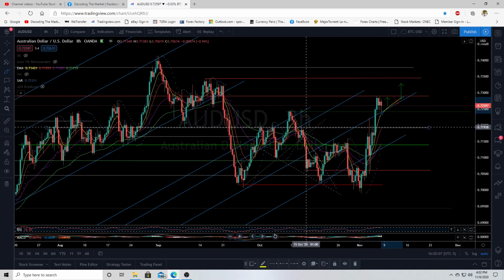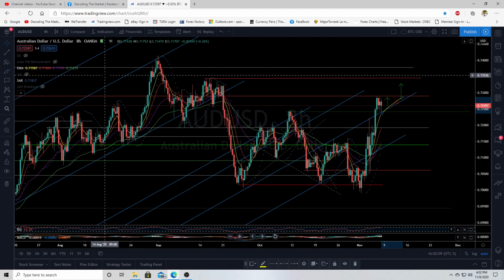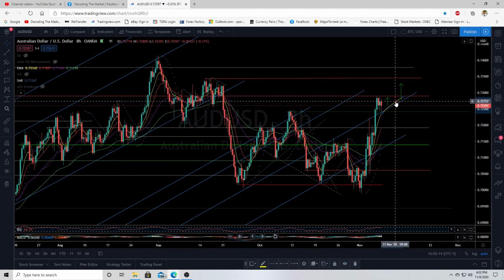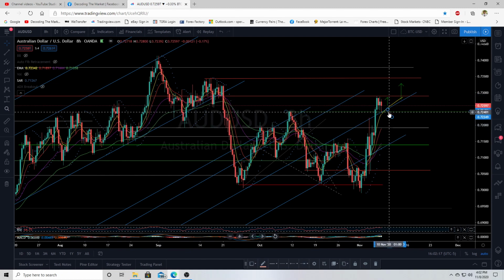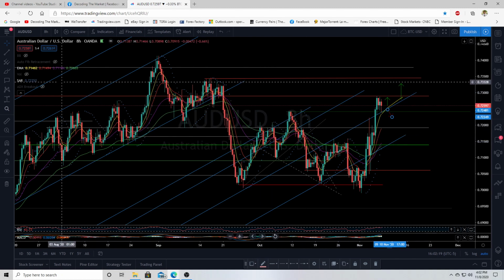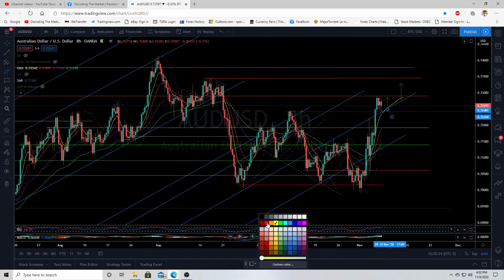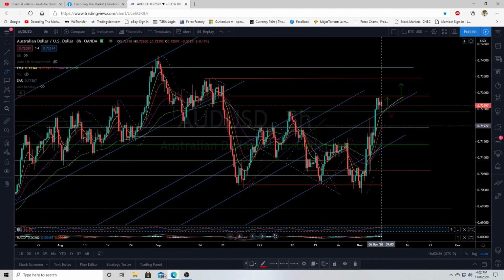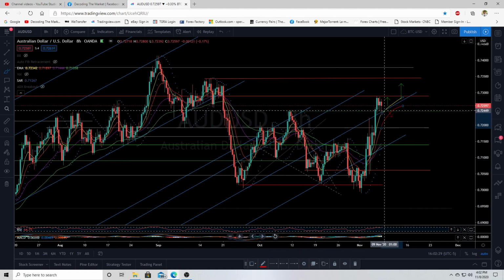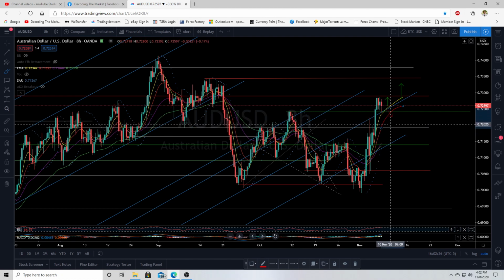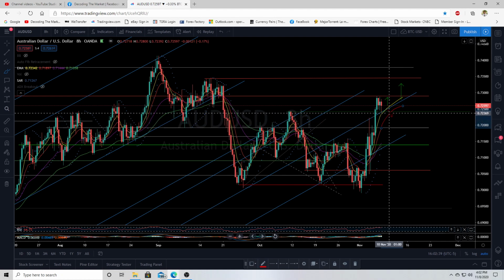If the price closes below this yellow line, price may come back and touch this area. Let me make it clear for you guys. If the price touches and closes below this EMA red line, the price may come back and touch this price.